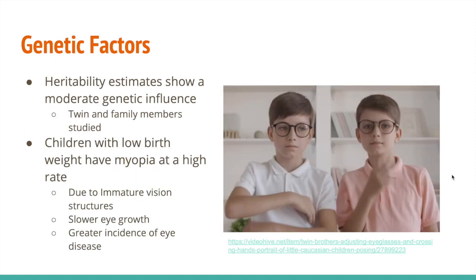Some genetic factors: some scientists have done heritability estimates to show a moderate genetic influence on nearsightedness. They used twins and family members in the study, and it's also shown that children with low birth weight have myopia at a higher rate, and this is due to immature vision structures and slower eye growth when they're born.